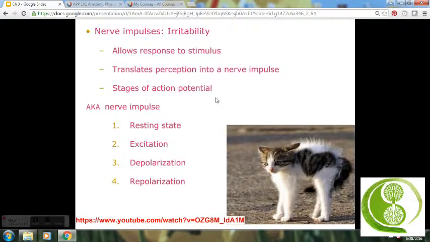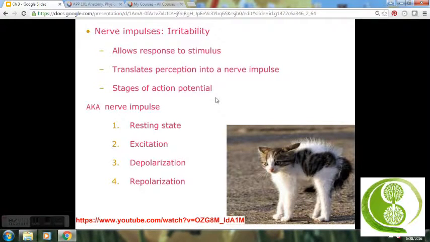So the action potential, or the nerve impulse, has 4 stages. It has a resting stage, an excitation stage, a depolarization stage, and a repolarization stage. And then it just repeats itself again. So first up, the resting stage. This is where the nerve membrane is at rest in a polarized state, meaning that the positive and negative charges on either side are not balanced. Then you have excitation. This is when the thorn is perceived by a pain receptor, and a neurotransmitter chemical is usually released to alter the permeability of the membrane.